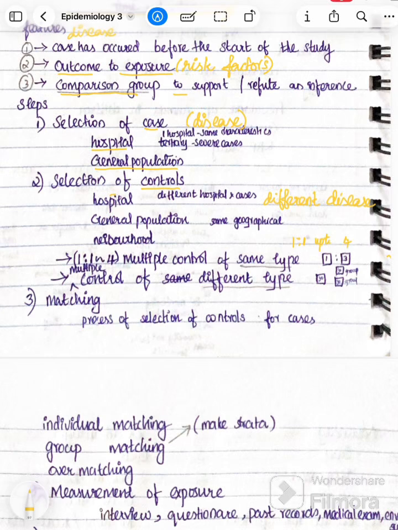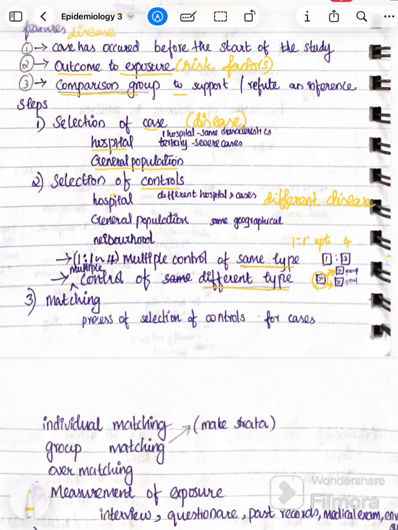There are two types of controls. Multiple controls of the same type means for one case we are going to take one control, two controls, three controls, or up to 4 controls. In multiple controls of different type, suppose one group has 30 cases, we are going to take one group with 30 people. We can also take a different group of 30, so we can compare with this group and this group also.